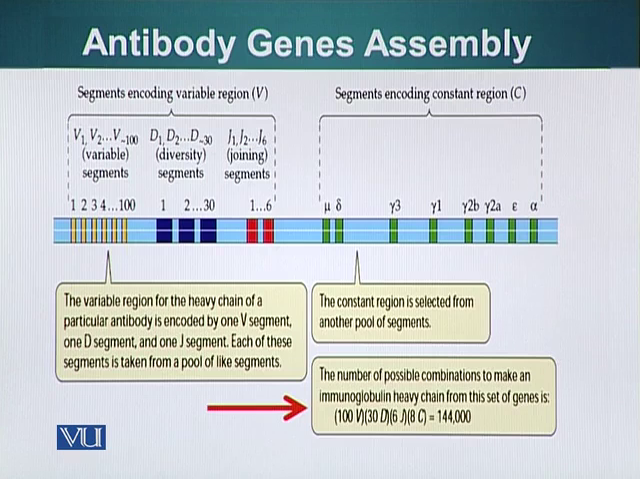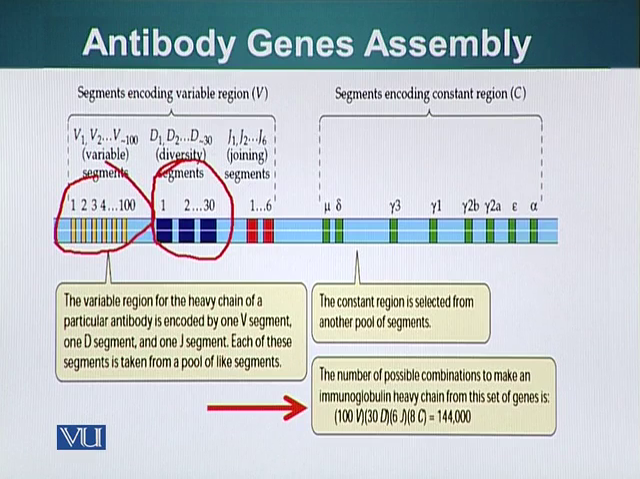And it will be combined with the D fragments. So here are the V segments, 1, 2, 3, 4, all the way to 100. One of these segments will be picked. It will be joined by one of the D segments. We have 30 D segments all the way from 1 to 30. One of these D segments will be picked. One of the J segments will be picked out of the 6 we have in this J pool.